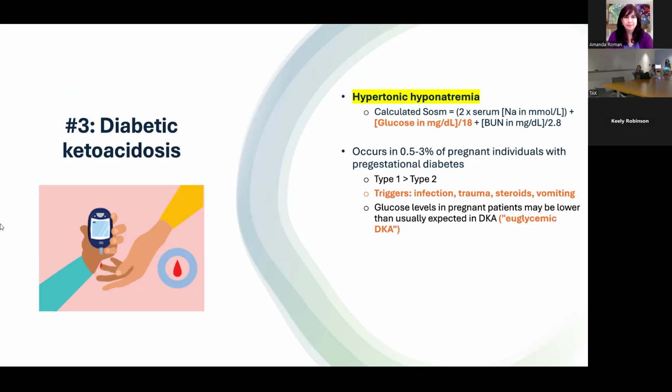Interestingly though, I did not know this, but glucose levels in pregnant women actually tend to be lower than expected for patients to trigger DKA. So they can be even in the 200s and still undergo DKA and not be in the classic 300-400s. And obviously, as we know, this is an obstetric emergency. It can lead to fetal hypoxemia and acidosis and maternal morbidity and mortality. So fixing the underlying cause is really important.